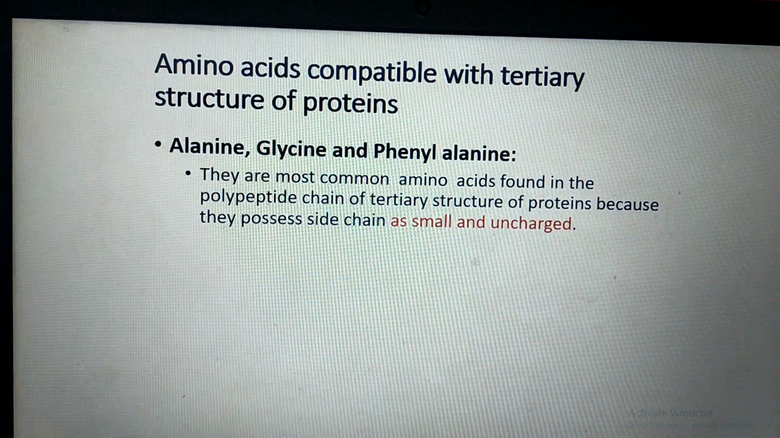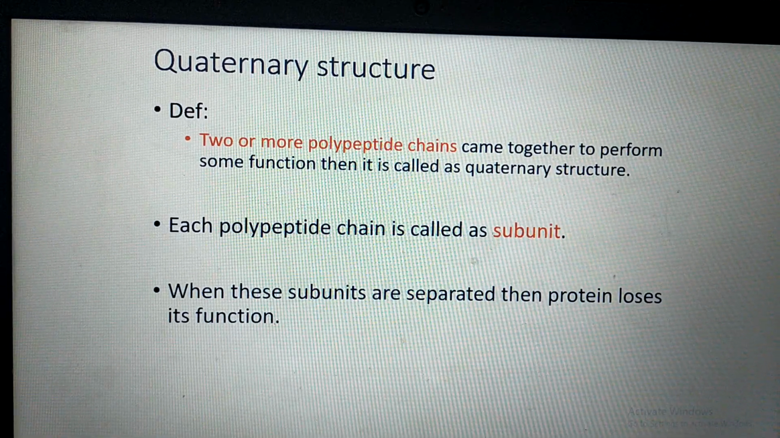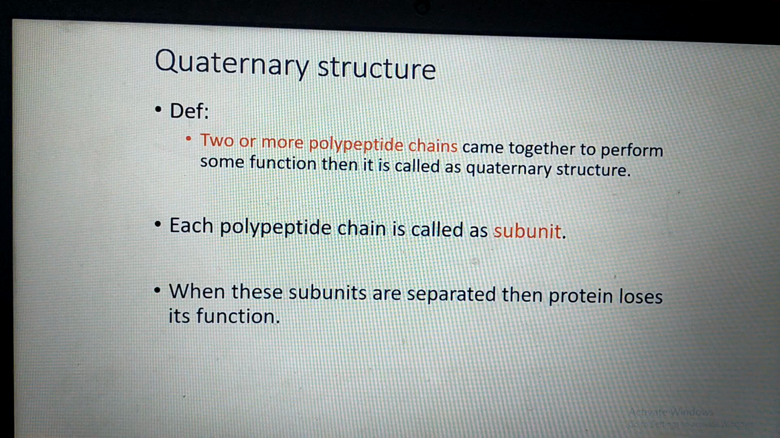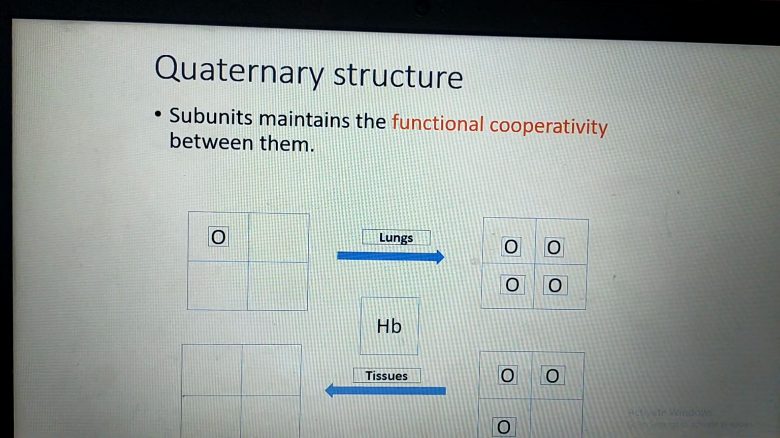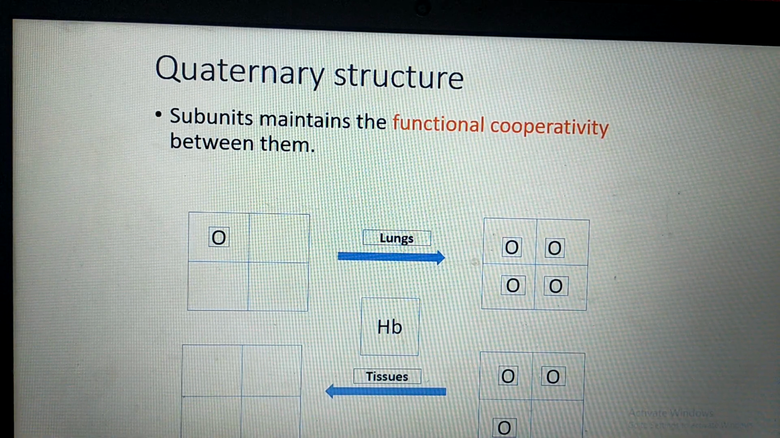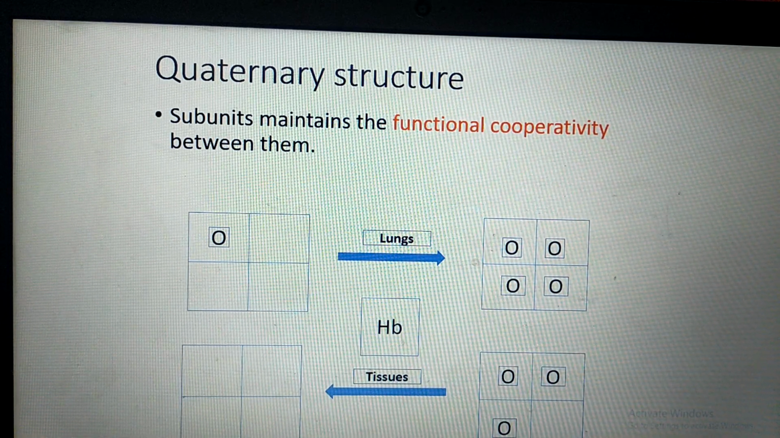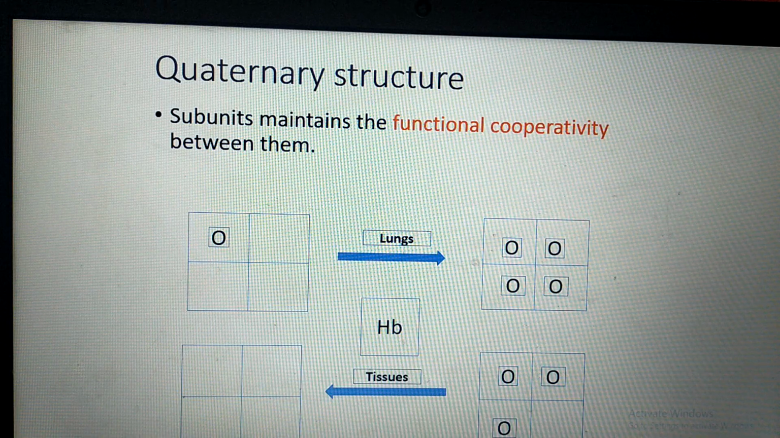Next, quaternary structure of protein. When 2 or more polypeptide chains come together to perform some function, it is called quaternary structure of protein. Each polypeptide chain is called a subunit. When these subunits are separated, then the protein loses its function. In quaternary structure, it was found that when 2 or more subunits come close to each other, they maintain functional cooperativity between them.